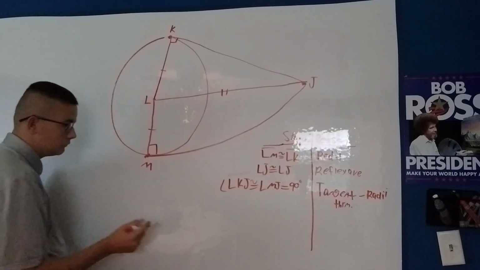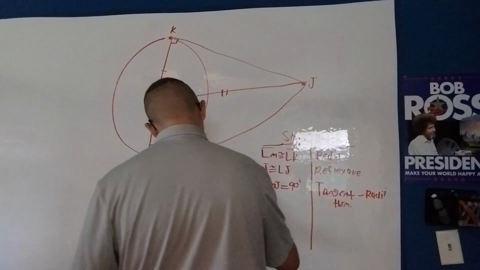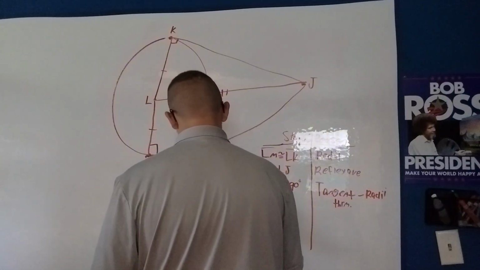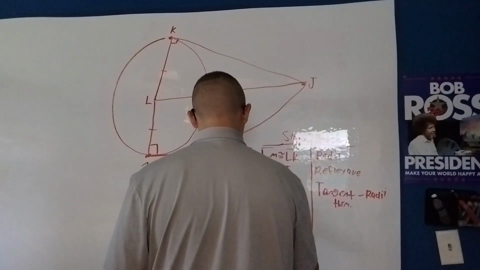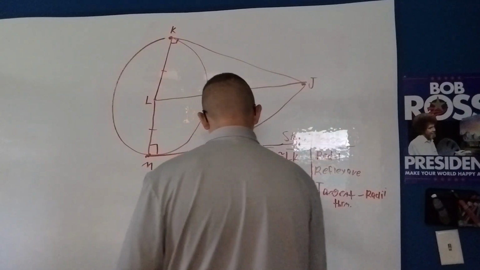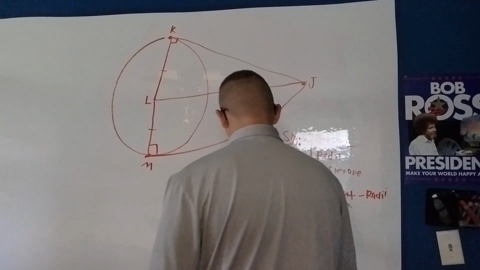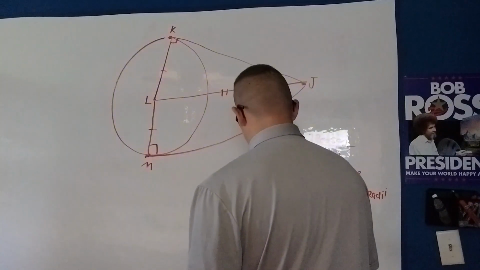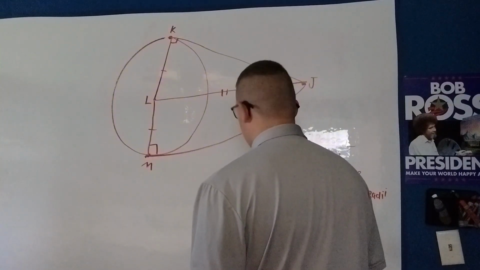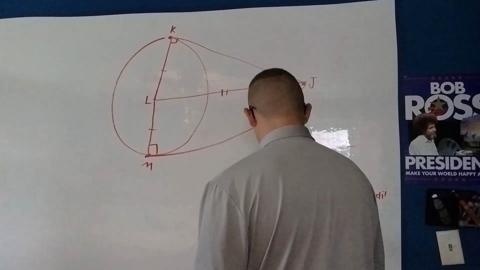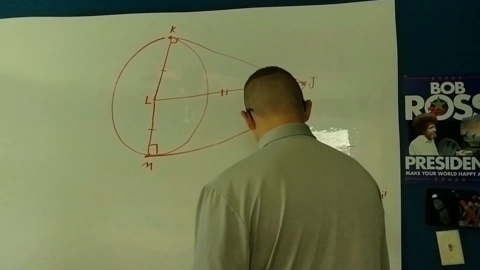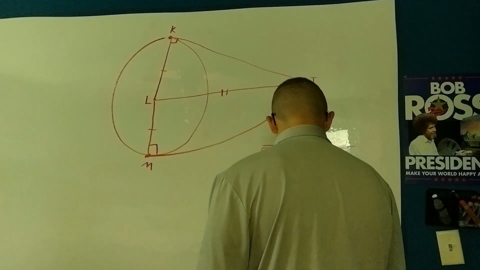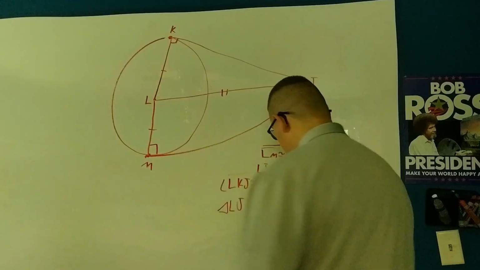So we can say triangle LJM is congruent to triangle LKJ because of hypotenuse leg congruency.